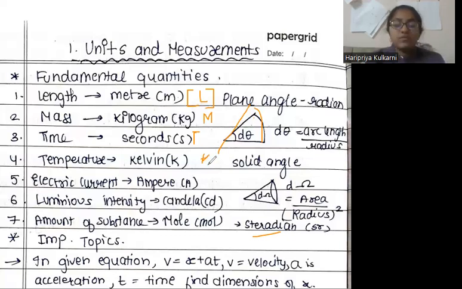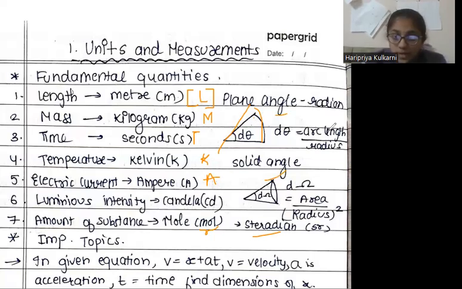So here you may get confused. For temperature, it is Kelvin, while for time, it is T. For electric current, it's ampere. So for mole, it's mole only. These small letters you can see. So these are all the dimensional formulas. But the plane angle and solid angle, these two do not have dimensional formulas.